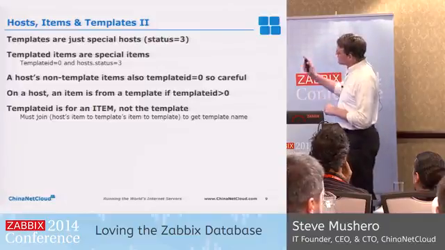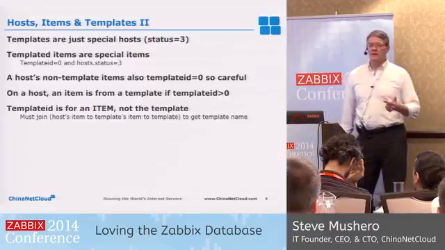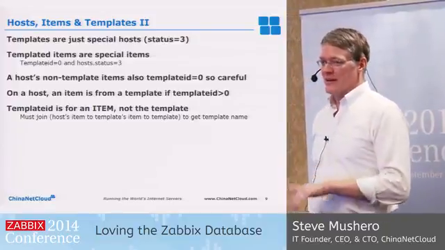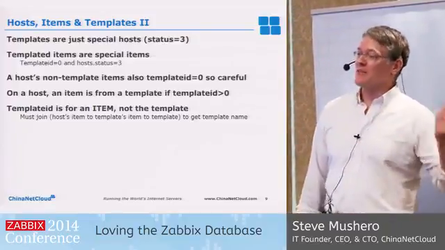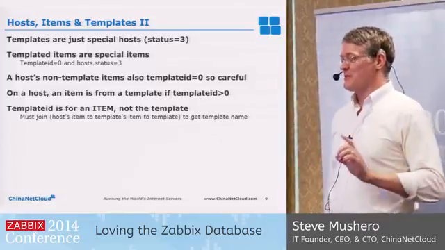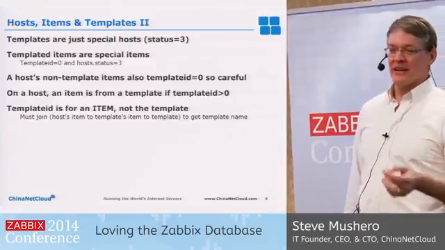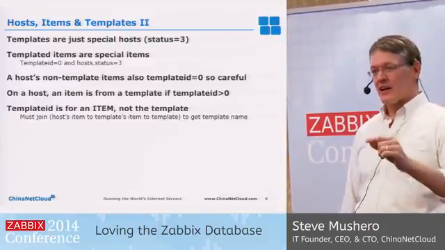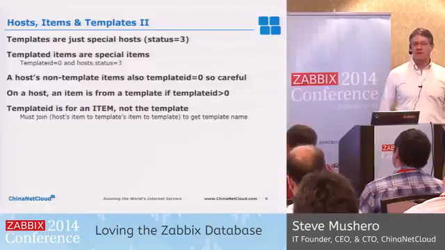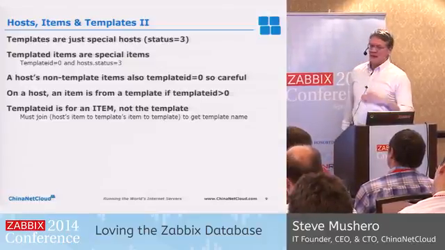all this in mind. There's something called template ID, which you'll find on items and triggers. Template ID is not the ID of the template. Template ID is the ID of the item on the template that you're connected to. Sorry, I don't have a diagram for this. But essentially, if I'm an item on a host and I have a template ID, that ID is the corresponding item in the template that I came from, my parent, if you will. Does that make sense? So you have to work on this.